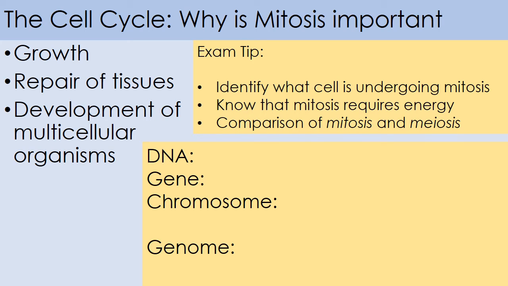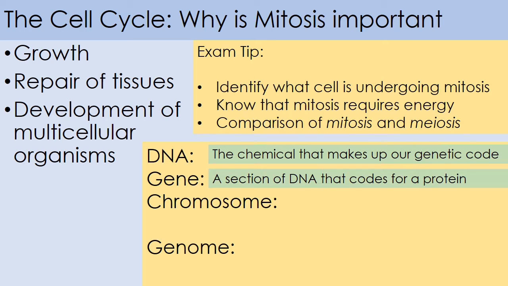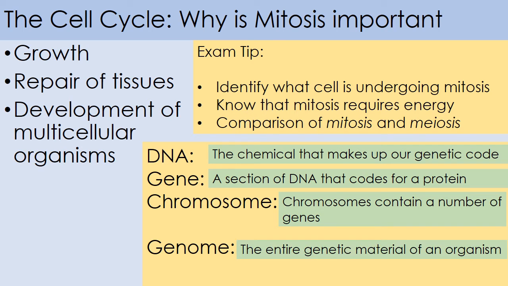So you may remember at the start we looked at DNA, gene, chromosome and genome. Here are the definitions for them. So DNA is the chemical that makes up our genetic code. The gene is a section of DNA that codes for a protein, so we're moving up in size. DNA, the smallest one. Gene, a section of DNA. Chromosome, that is a number of genes. We've got a number of genes together, make a chromosome. All of the chromosomes together, 23 pairs in humans, make up our nucleus. Obviously all nuclei in humans are identical. We get that genome at the end, which is the entire genetic material of an organism.